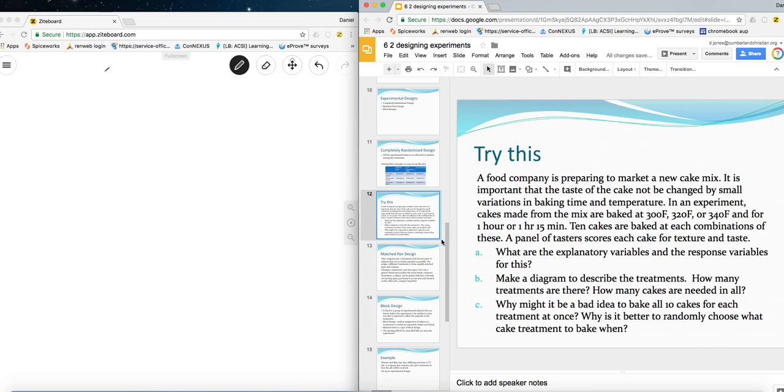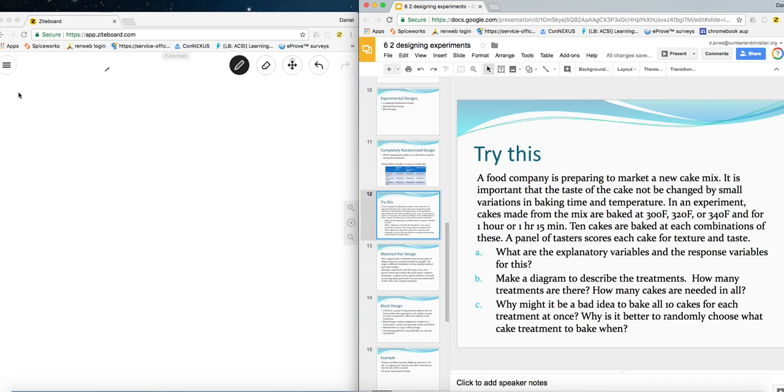A food company is preparing to market a new cake mix. It's important that the taste of the cake not be changed by small variations in baking time and temperature. In an experiment, cakes made from the mixes are baked at 300, 320, and 340 for an hour or an hour and 15 minutes. 10 cakes are going to be baked at each of those combinations, and a panel of taste testers are going to test each cake for texture and taste.